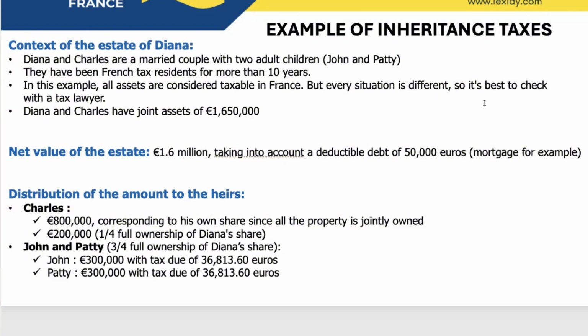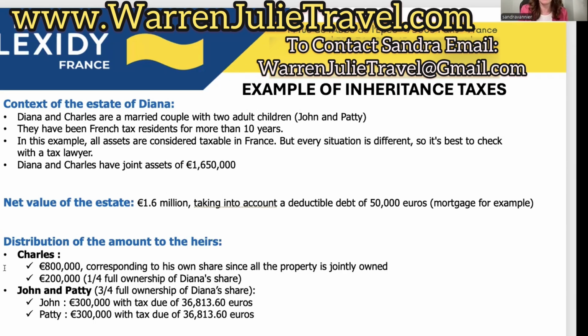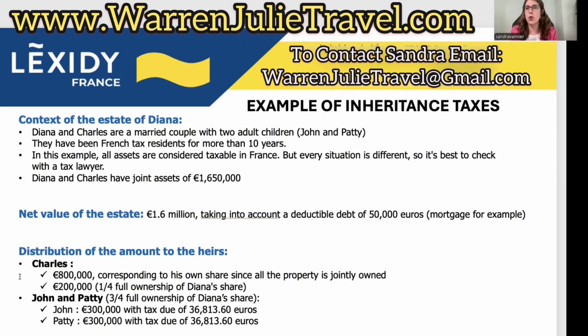In our case, unfortunately, Diana dies. Charles will get back the 800,000 euros corresponding to his own share, because it's joint assets. So Charles will keep his own assets, and he will also receive 200,000 euros, because Charles gets a quarter of the share of Diana. That means of Diana's share of the 800,000 euros, Charles gets a quarter, and the 2 children will receive 3/4 of the shares.